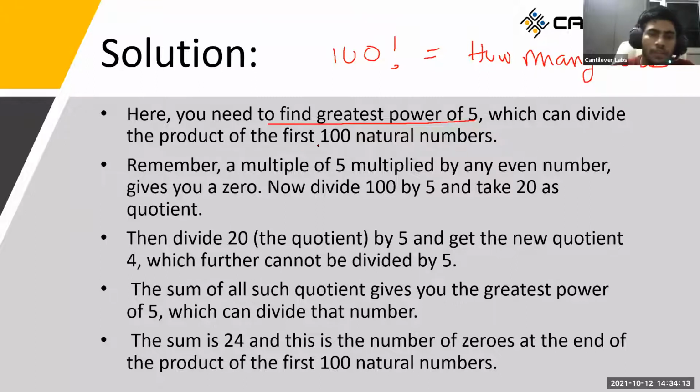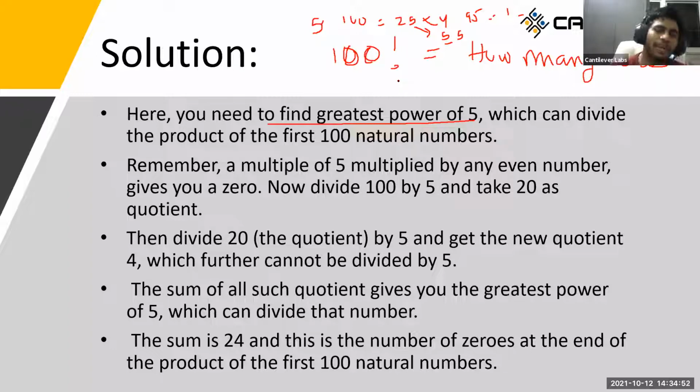Okay. So remember, a multiple of 5 multiplied by an even number gives 0. We have many 2s here, so we need not concern ourselves with the 2s, but rather we should just see the number of 5s present. In 100, 100 is essentially 25 multiplied by 4. So 25 has two fives. Next, 95 contains one five. In this way you can find and add all the fives, and the number of fives would always be equal to the number of zeros.